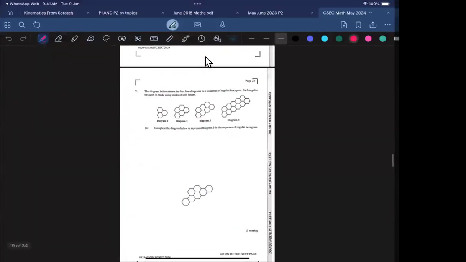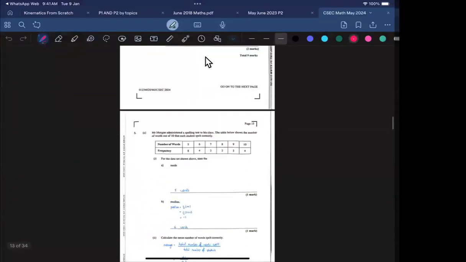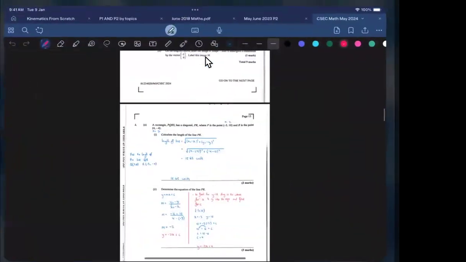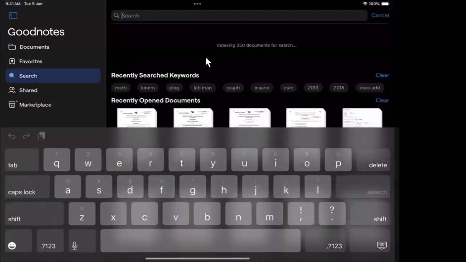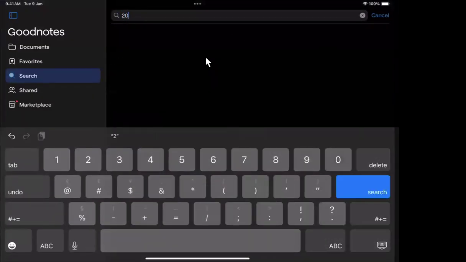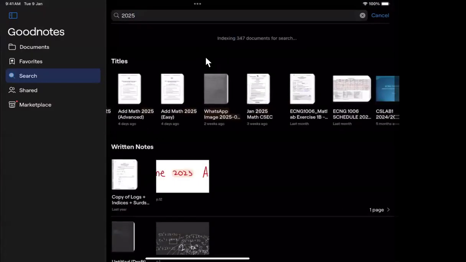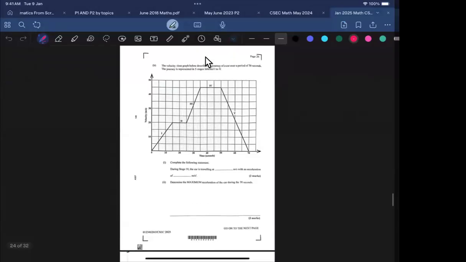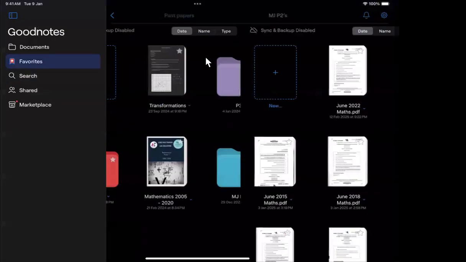Not seeing any. That's crazy. 2025 then. Let's have velocity time. Bound to have a question somewhere. I have a list of questions actually. Let me just see.